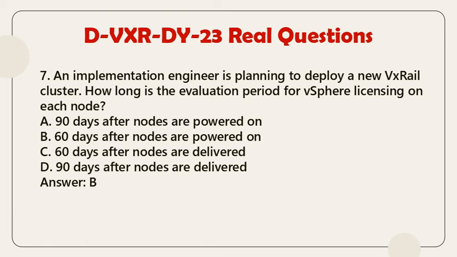7. An implementation engineer is planning to deploy a new VxRail cluster. How long is the evaluation period for vSphere licensing on each node? A. 90 days after nodes are powered on. B. 60 days after nodes are powered on. C. 60 days after nodes are delivered. D. 90 days after nodes are delivered. Answer: B.